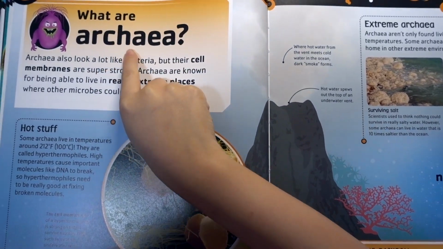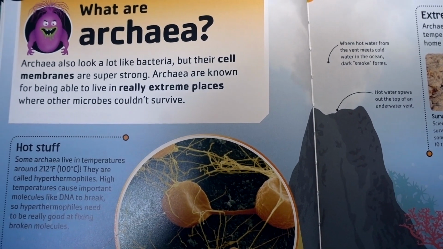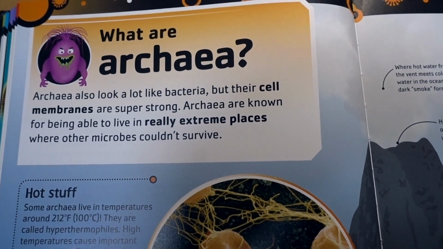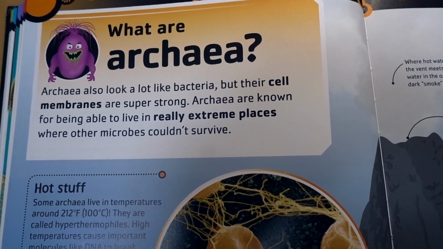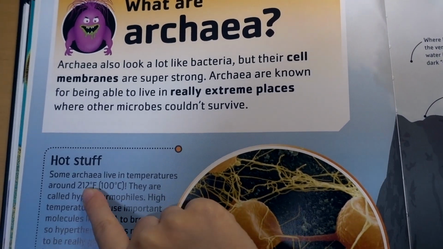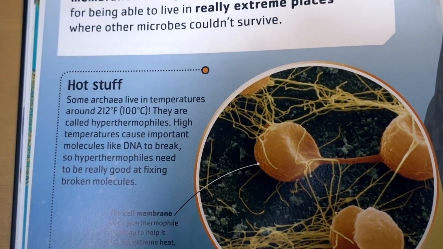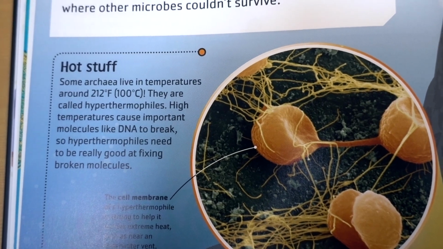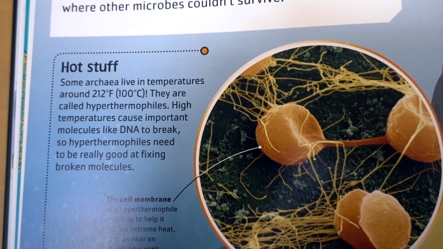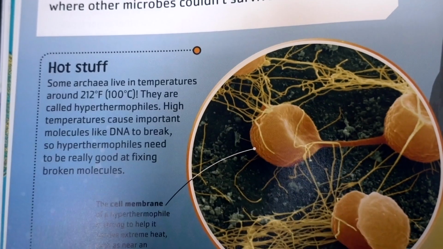What are archaea? Archaea also look a lot like bacteria, but their cell membranes are super strong. Archaea are known for being able to live in really extreme places where other microbes couldn't survive. Hot stove. Some archaea live in temperatures around 212 degrees Fahrenheit, 100 degrees Celsius. They are called hyperthermophiles.